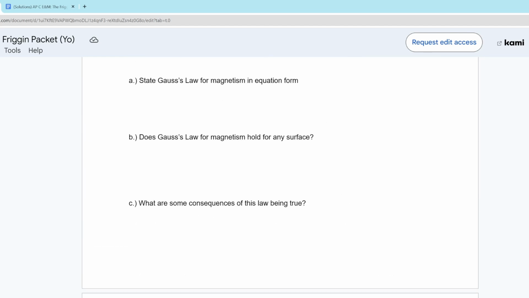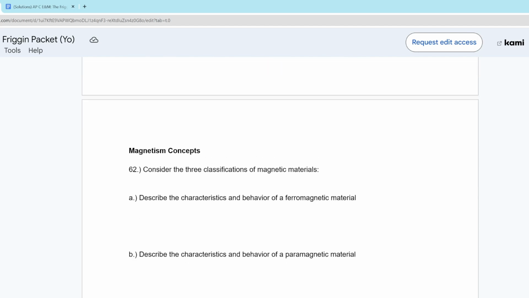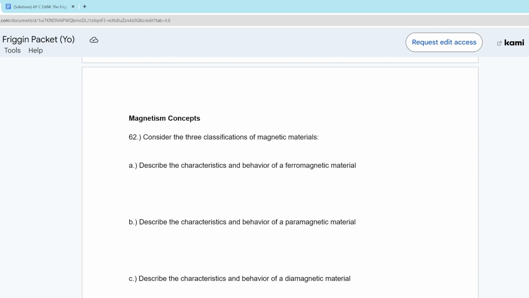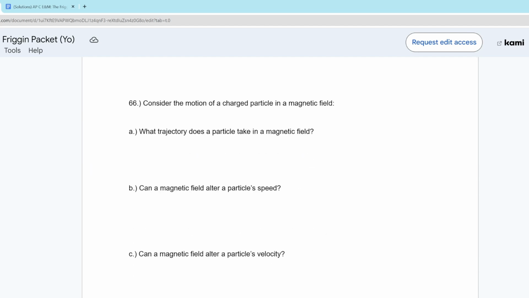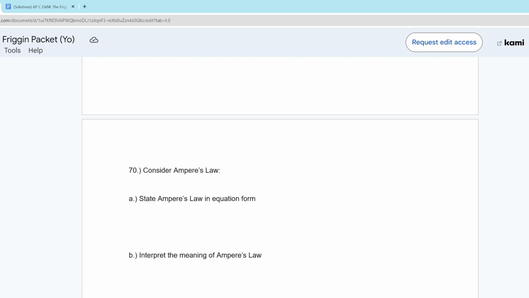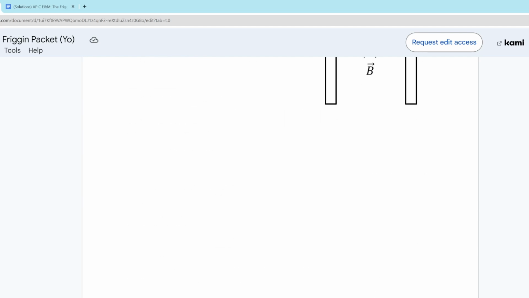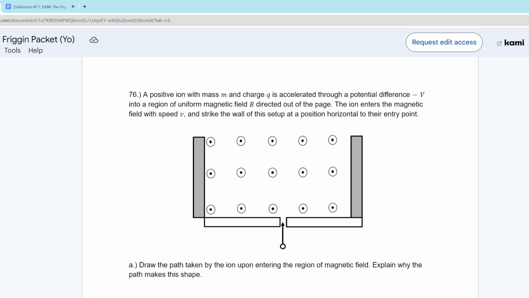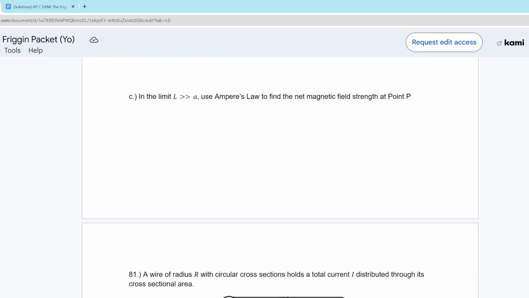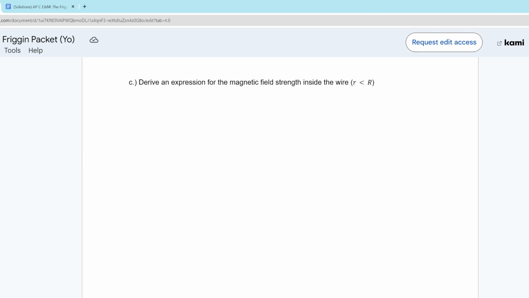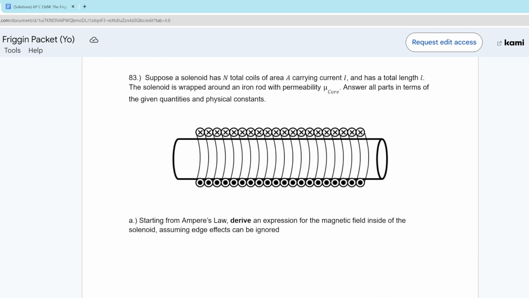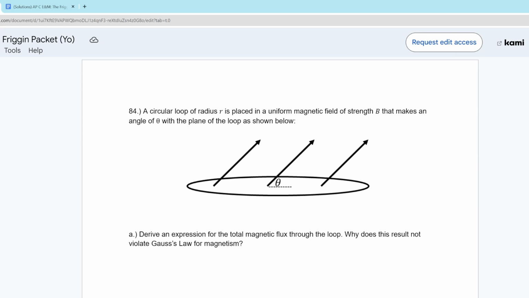And then lastly, we have my magnetism section, which includes induction, where we got concepts, so describing the different types of magnetic materials, right hand rule, properties of magnetic fields, and then we have the problem section. So applying right hand rule, velocity selectors, spectrometers, Ampere's law, and then it finishes with just some Faraday's law and induction related items. So this should give you everything you need to succeed content wise.